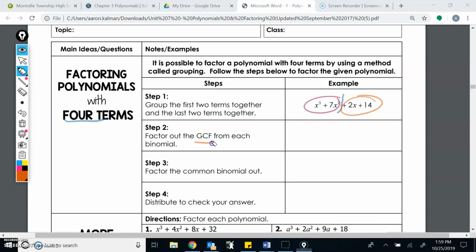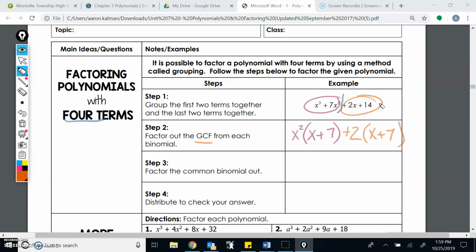Next, you're going to factor out the GCF of each of those binomials. This purple one, the GCF is x squared. What's left over is x plus 7. You guys are good at that. And then the other one, the orange one, the GCF is a positive 2. Don't forget the sign in front, whether it's positive or negative. Then parentheses x plus 7, because we took out a 2 from each of these.